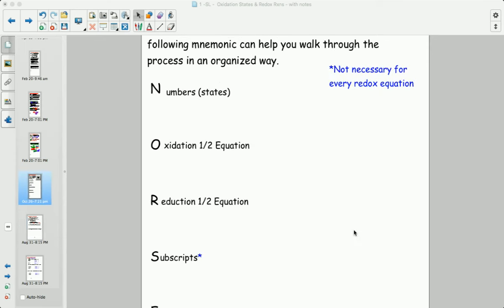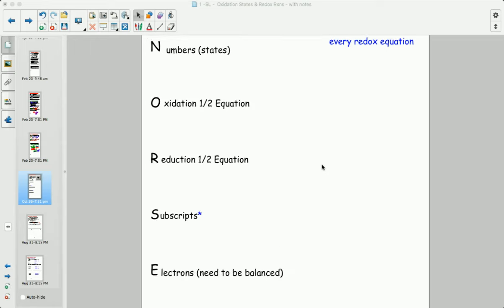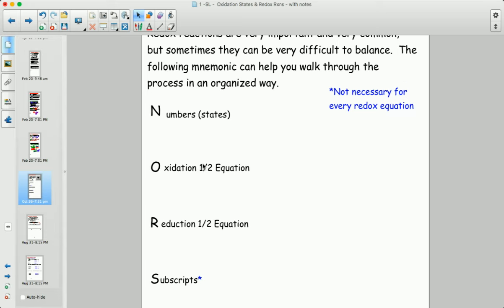So here's my mnemonic to help you stay organized when you're balancing redox equations. I call it NORSO. It could maybe be called SORSO. We could use a big S here for states instead of numbers. On the old syllabus, it was a little bit more okay to refer to oxidation states as oxidation numbers, but you'll get the idea anyways. So essentially, this is just to give you a procedure to walk through when you try to balance the equations to keep yourself organized.